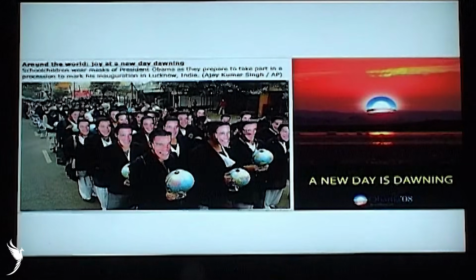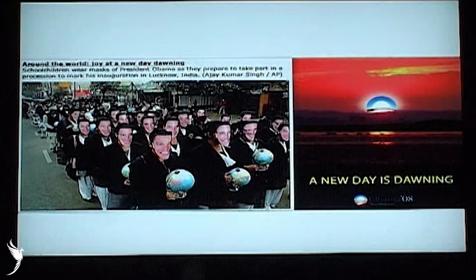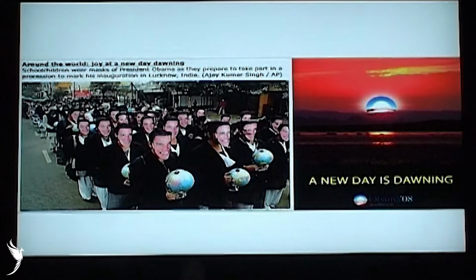Yep. And just like that article said, it says, the dawn of a new day for the entire world. Well, at the top, you'll see on the left, it says, around the world, joy at a new day that's dawning. Here's school children wearing Obama masks in India. The entire earth has bought into this world communist Illuminati secret societies financed out of England and America to bring about a new world order.